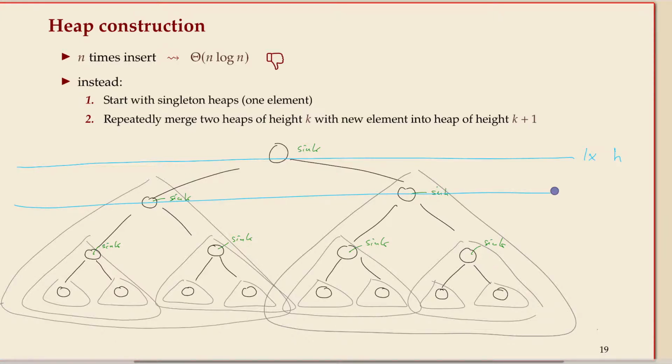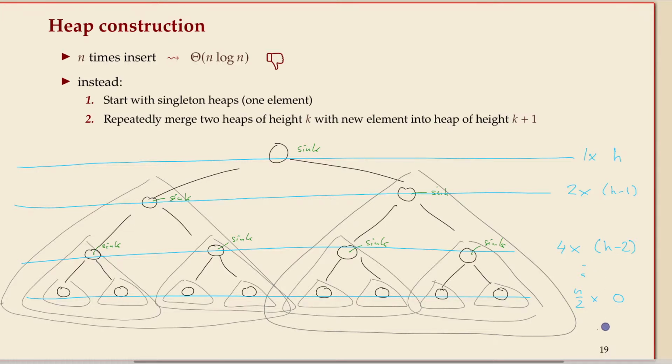On the second level we have 2 times a sink operation, but on a one smaller heap, so one less tall. If you go one level further down, we have 4 times this, but h minus 2. So we go all the way down, and on the last level we have roughly n half, and there's a 0 left. At the very last level we really do nothing. On the levels above we do 1 or 2.